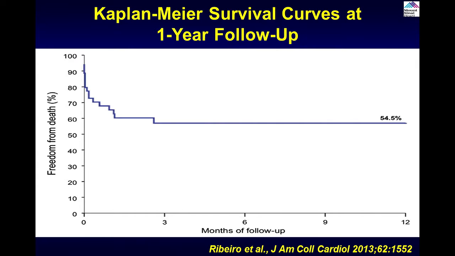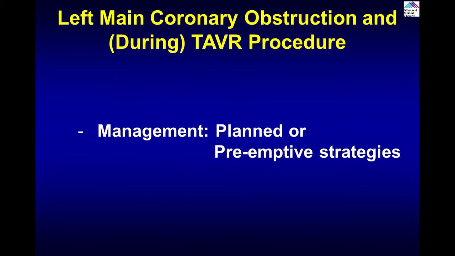And at 1 year, it was okay. So after the first initial mortality, your subsequent mortality was not much different, only 3-4 points higher. Next. So now the question is, how do you handle left main coronary obstruction during the planned or preemptive strategy?